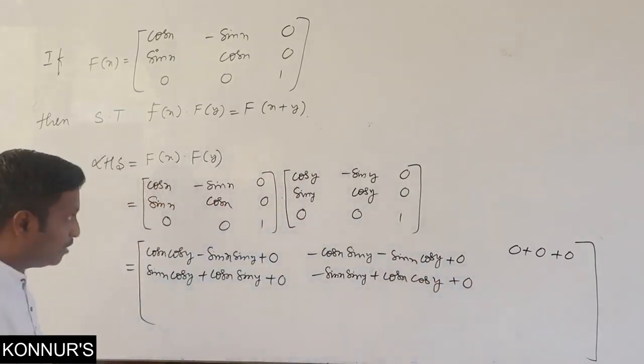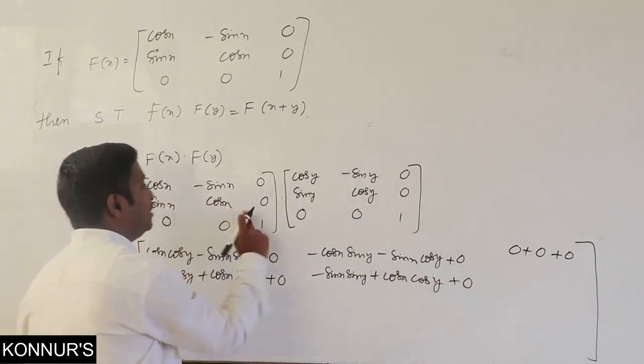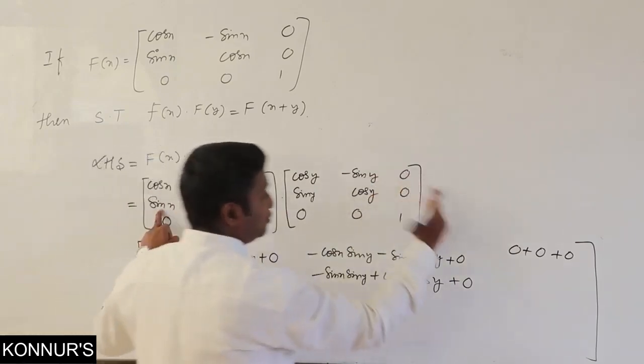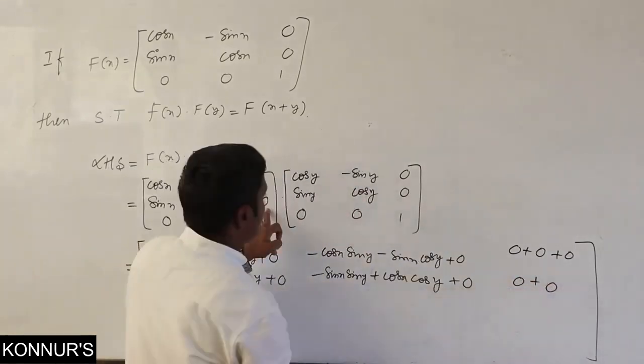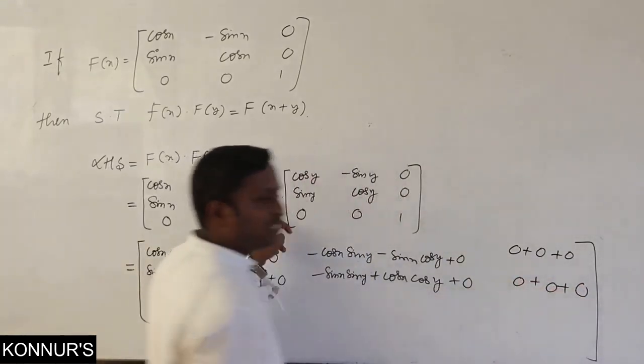Second row, second column. Next, second row, third column. Sin x into 0, 0. Cos x into 0, 0. 0 into 1, 0. Isn't it?